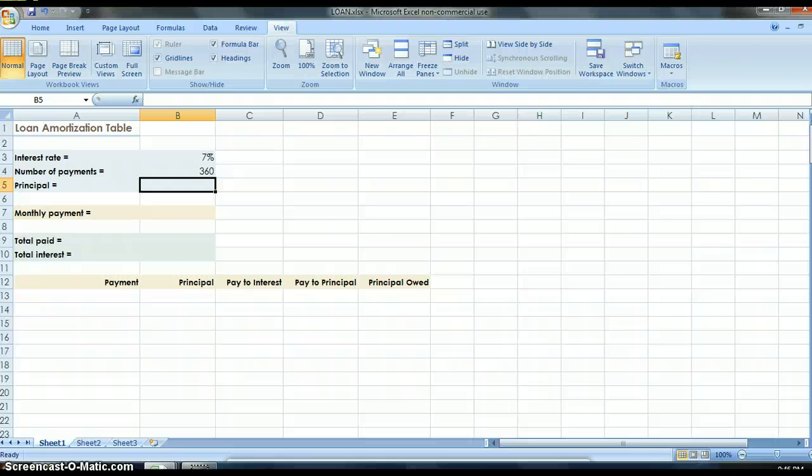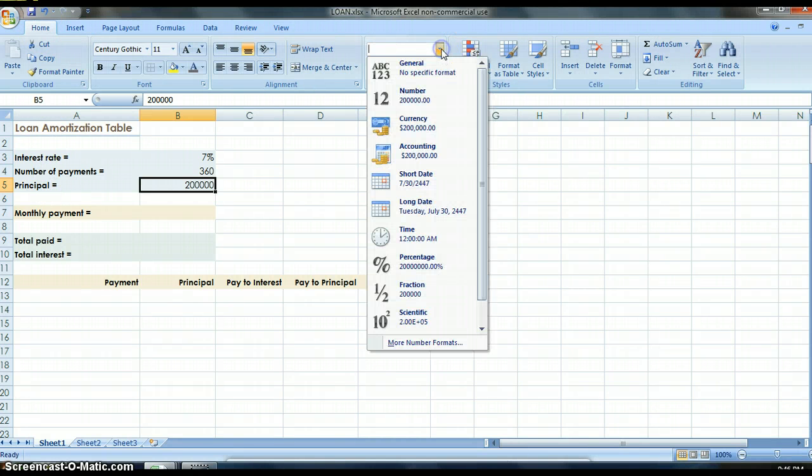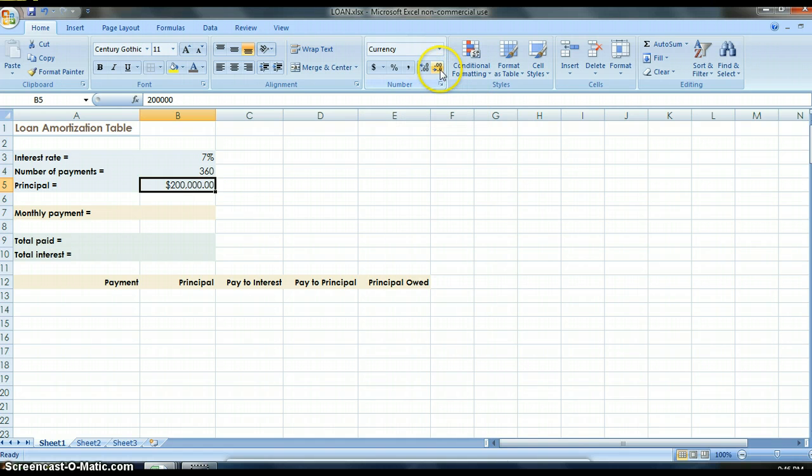The principal amount, or the amount that's going to be borrowed, is $200,000. So make sure that is formatted as currency. Remember, that's up on your home tab. And we don't need any decimal places on this specific one.